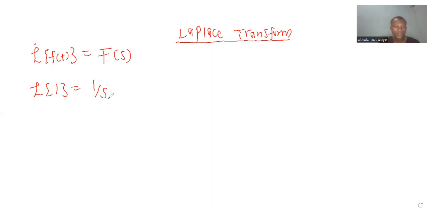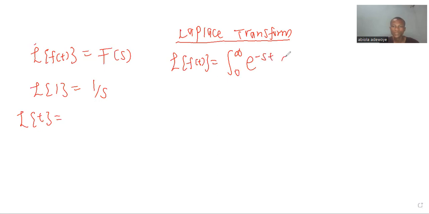Now, the very first question I'll be solving is, how do you find the Laplace transform of t? Don't forget, the definition of the Laplace transform of a function of t is the integral from 0 to infinity of exponential minus st, multiplied by a function of t, dt. By making comparison here, our function of t is t. So how do we find the Laplace transform of this function?